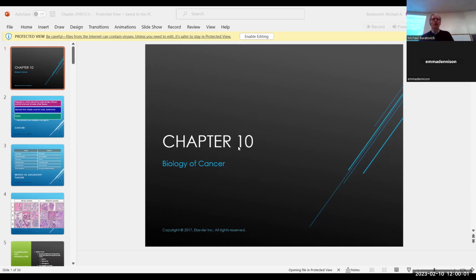Malignant neoplasms grow rapidly. They are not encapsulated. They are invasive. They're poorly differentiated. They have a high mitotic index, and they can spread to distant sites. They can undergo metastasis. So that's the difference between benign and malignant neoplasms.